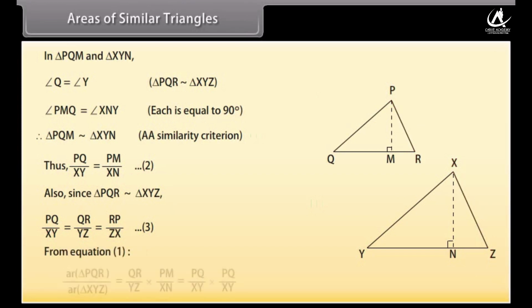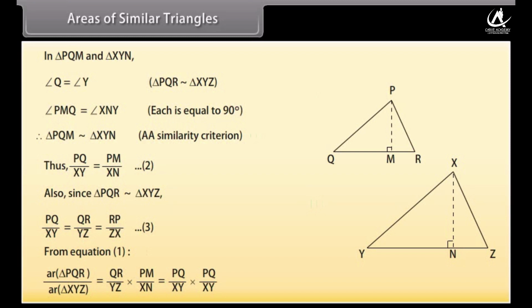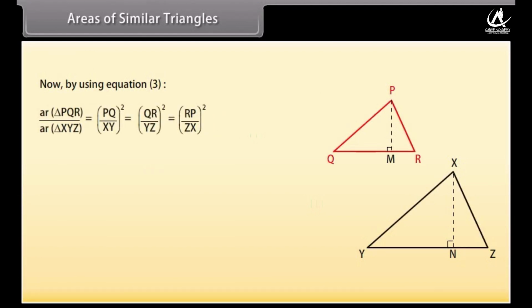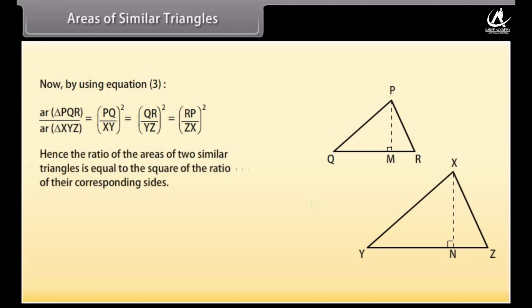From equation first, area of triangle PQR upon area of triangle XYZ equals PQ upon XY whole square by using equation 2 and 3. Now by using equation 3 we get area of triangle PQR upon area of triangle XYZ equals PQ upon XY whole square, which is equal to QR upon YZ whole square, which is equal to RP upon ZX whole square. Hence, the ratio of the areas of two similar triangles is equal to the square of the ratio of their corresponding sides.